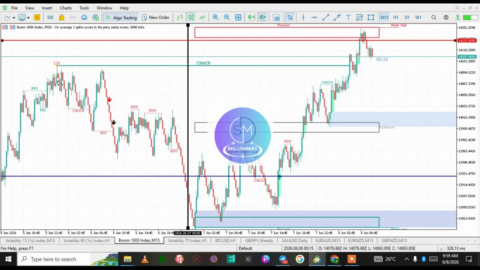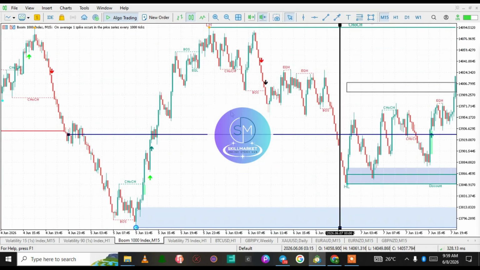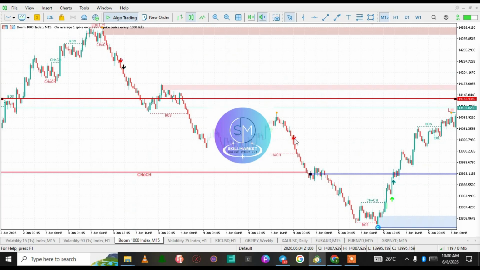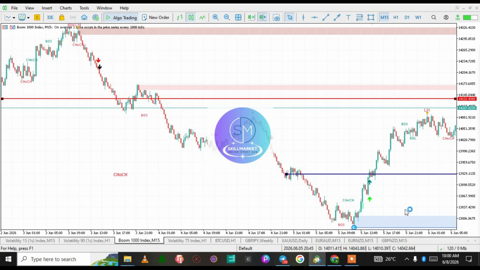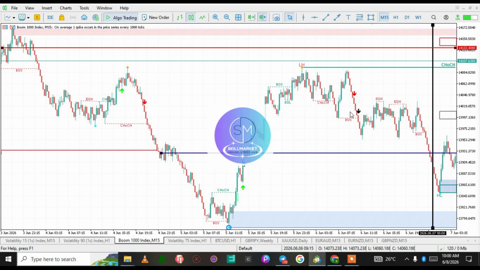You can as well trade using just the indicator without any form of additional technicals. You can just trade the signals: sell here, and when you see a buy, you go out of the trade just like that. Or when you see a change of character right here, you can go out of the trade. But after the change of character, you're definitely going to see a reversal signal.